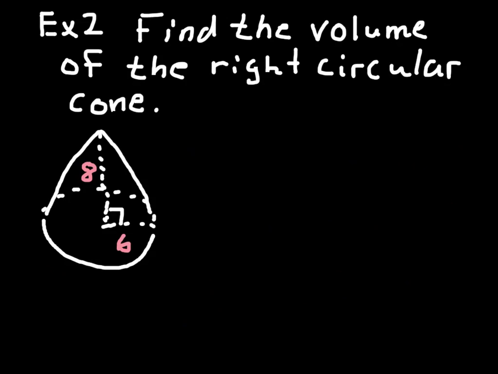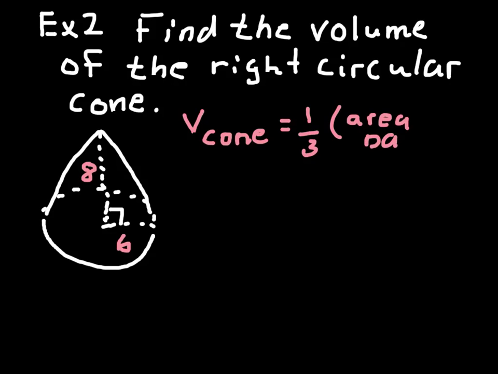All right, example 2. Now, we got a little different shape, not a rectangular pyramid, but what we call a right circular cone. It's called a right circular cone because the bottom is a circle, but it's the same formula. For a pyramid or a cone, it's the same formula. So to find the volume of this cone, we're simply going to take 1/3 times the area of the base, in other words, the area of the circle, times the height.